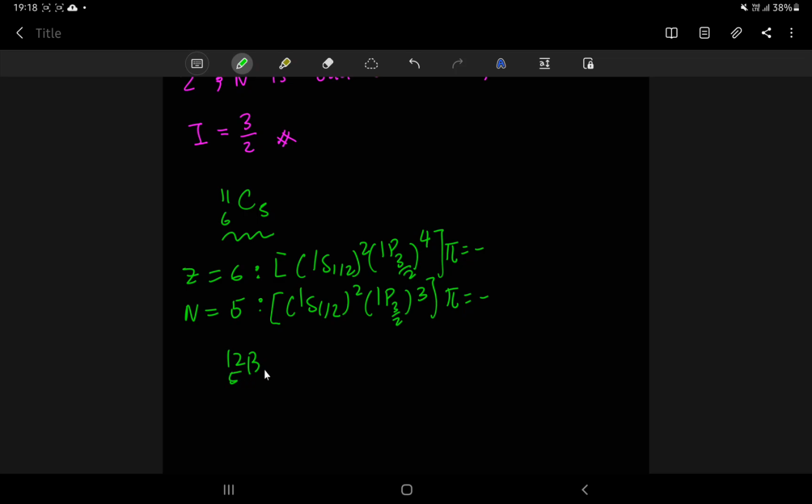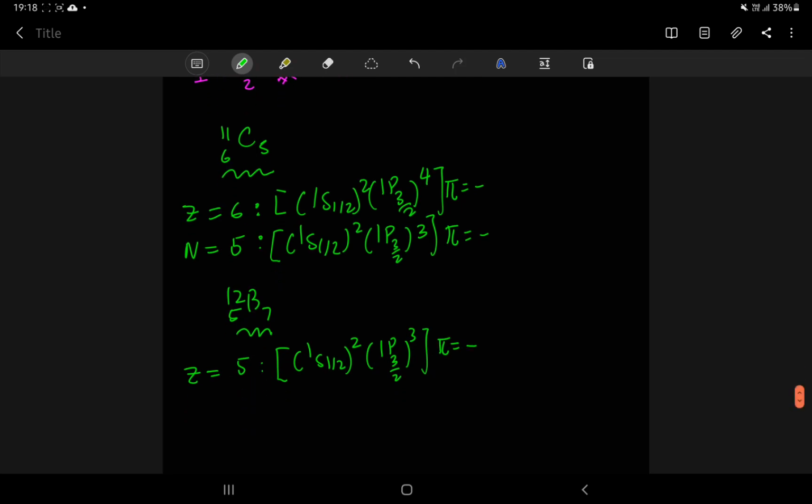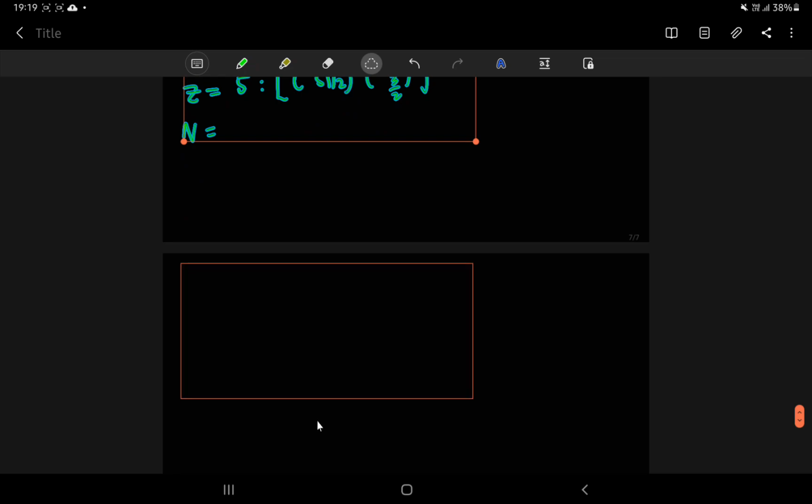And then the last ones are boron 12. So Z is 5: 1S 1/2 with 2, 1P 3/2 with 3. Hence the pi is odd. For the neutron, oh sorry, I forgot to find the total spin state. Okay, let me shift this here.